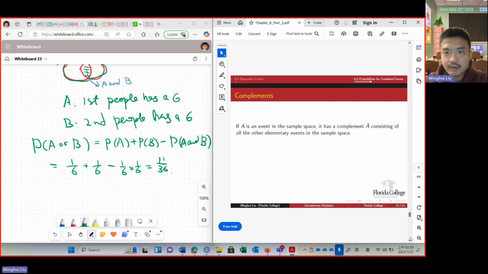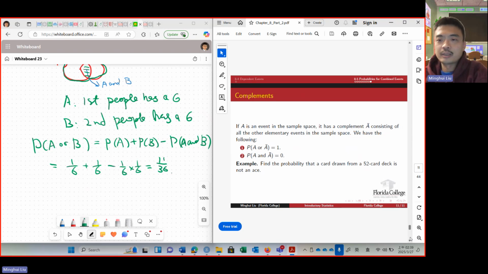All right, let's say a few words about the complement. If A is an event in the sample space, the complement is just anything that's not in A. We denote it by A bar. So here the properties are more or less clear: P of A or A bar is equal to 1. An element either belongs to A or does not belong to A. And P of A and A bar is 0, because you can't have an element that belongs to A and does not belong to A at the same time.